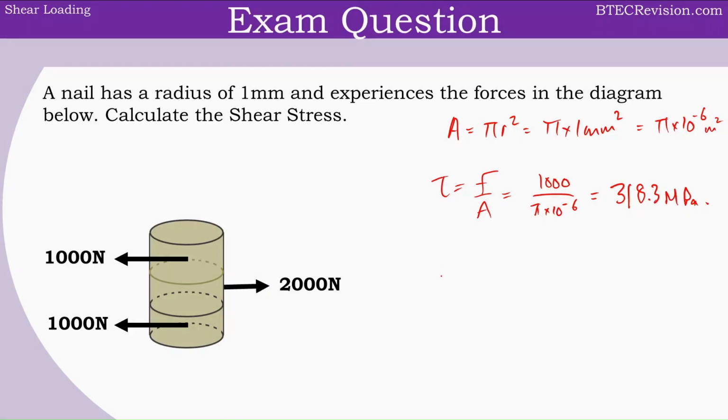Using the second method, we can write the shear stress equals force divided by area, shear force over shear area, and that's 2000 newtons of force divided by double the area, so that's 2 pi times 10 to the power of minus 6, and we will get the same answer, which is 318.3 megapascals.